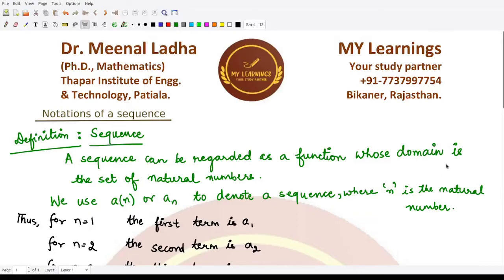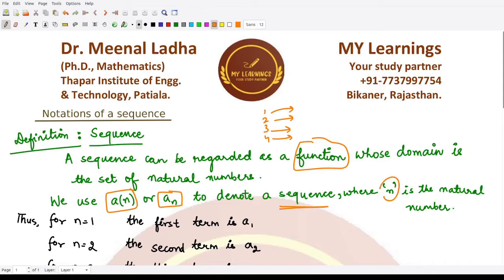In this video, we shall be looking at various notations which are used for a sequence. In the previous video, we studied the definition of a sequence through various examples. We studied that a sequence can be regarded as a function whose domain is the set of natural numbers. So we can assign for each natural number 1, 2, 3, 4 and so on some member of the given sequence, and we use the notation a of n, or a subscript n, to denote a sequence.